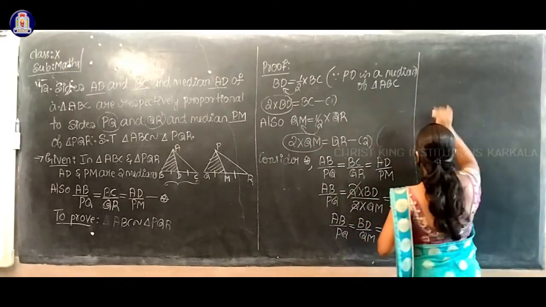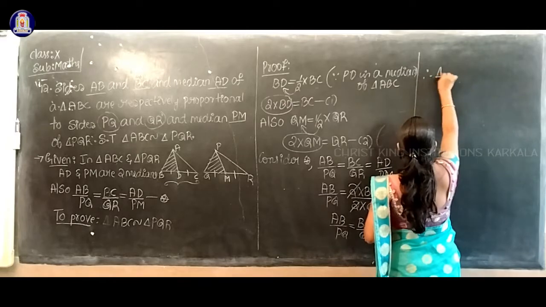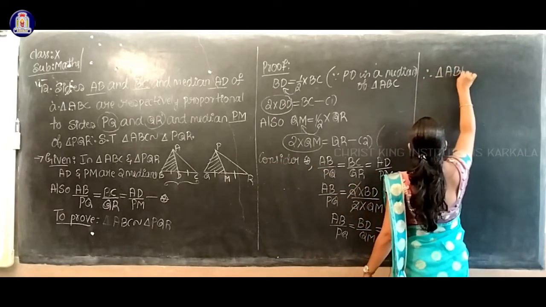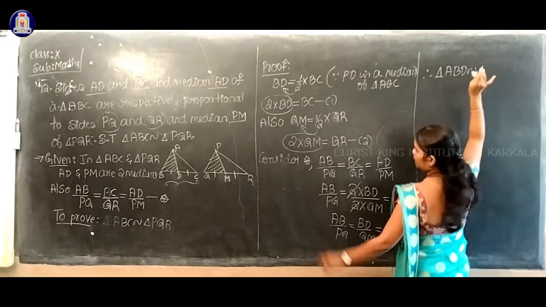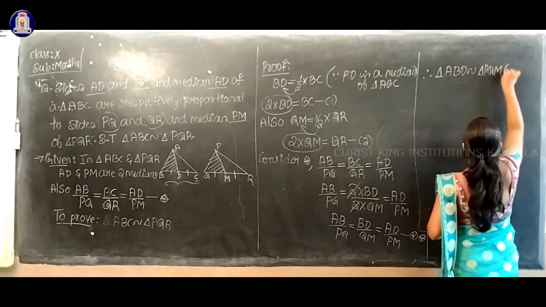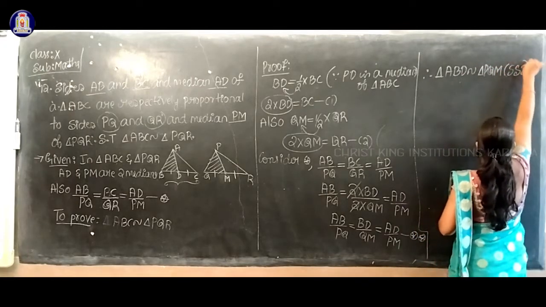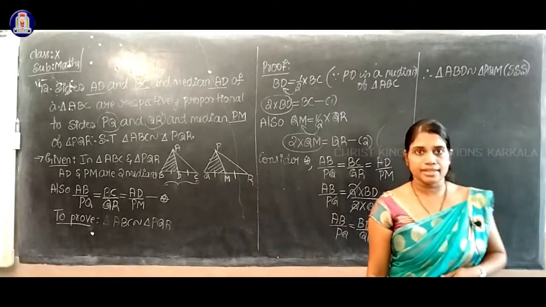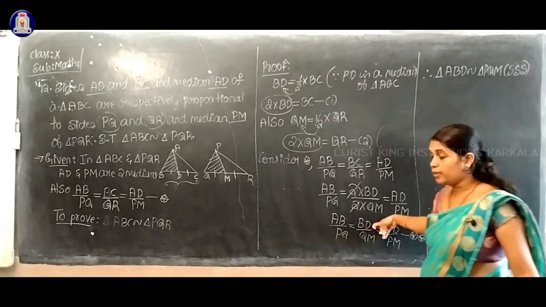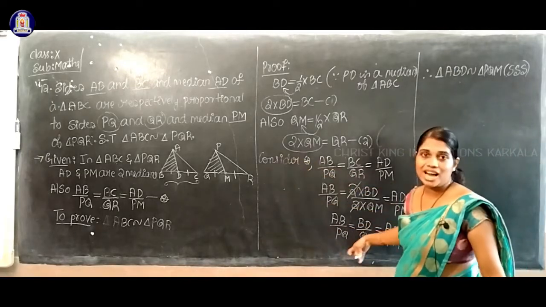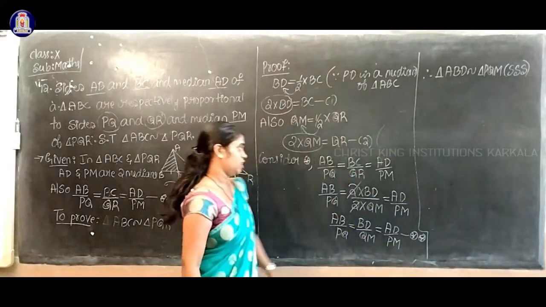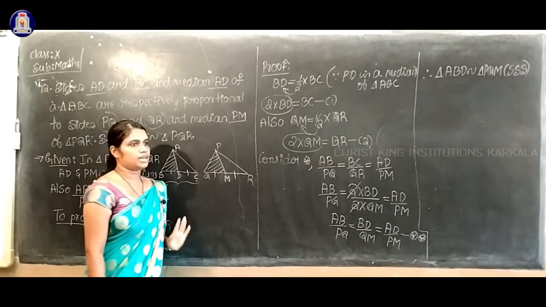So therefore I can say that triangle ABD is similar to triangle PQM. Okay, so by using which criteria? By using the similarity criteria. Star and double star prove that the sides of those two triangles are proportional, isn't it? So therefore, by using SSS criteria, we can say that these two triangles are similar.